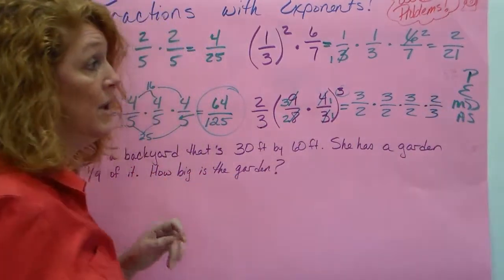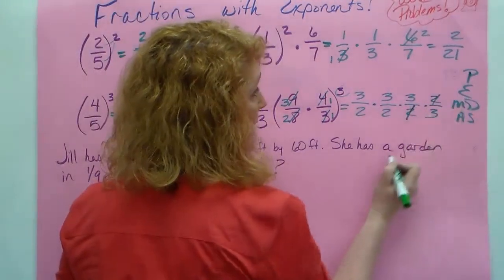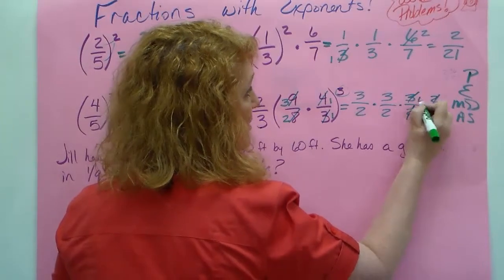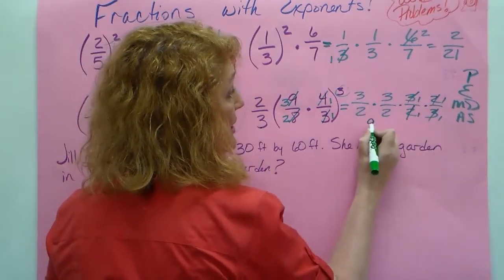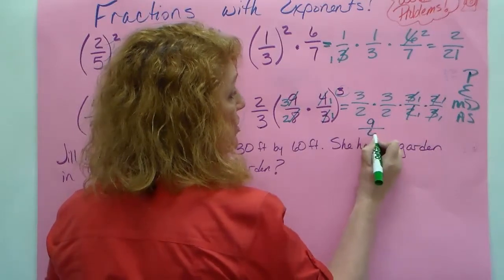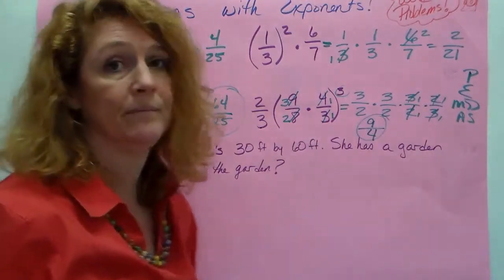2/3. Well, luckily my cross-canceling skills say, woohoo, I can do that, and I can do that, because that's all 1. And so now my answer is going to be 3 times 3 is 9, and 2 times 2 is 4. That is my answer for this problem.